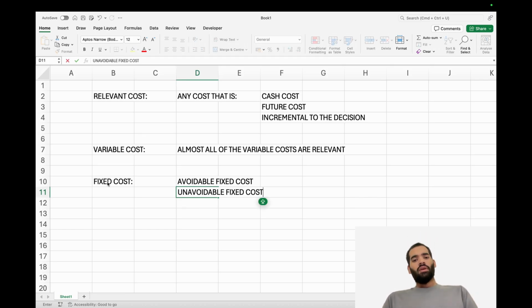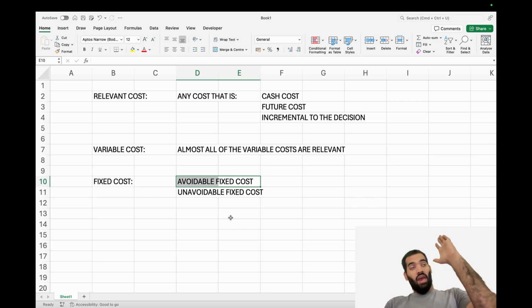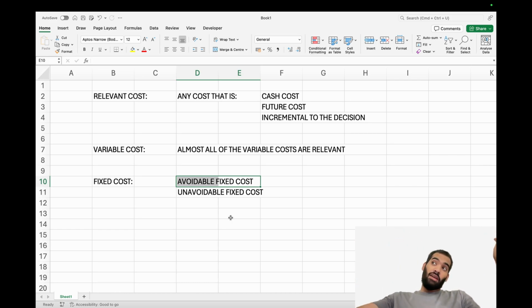Let me give you an example of avoidable fixed cost. How can a fixed cost be avoidable? Very simple. Let's say you have a shop under one huge building. In the shop, you have three sections. You have, let's say, the clothing section, you have the shoe section, and then you have, let's say, some random hat section. I don't know if that's the correct division, but let's assume that.